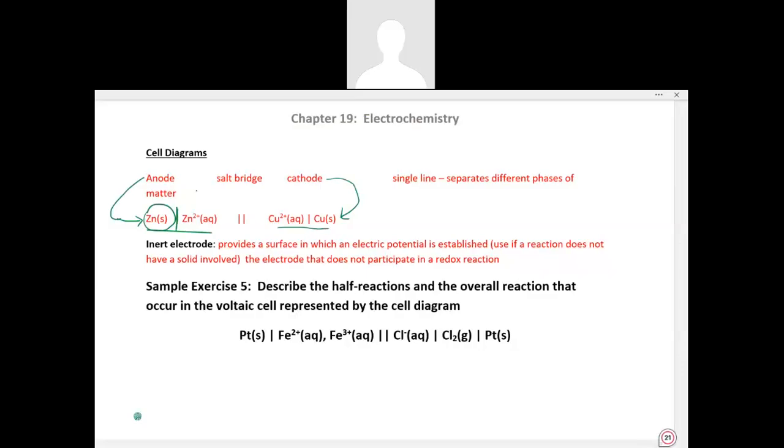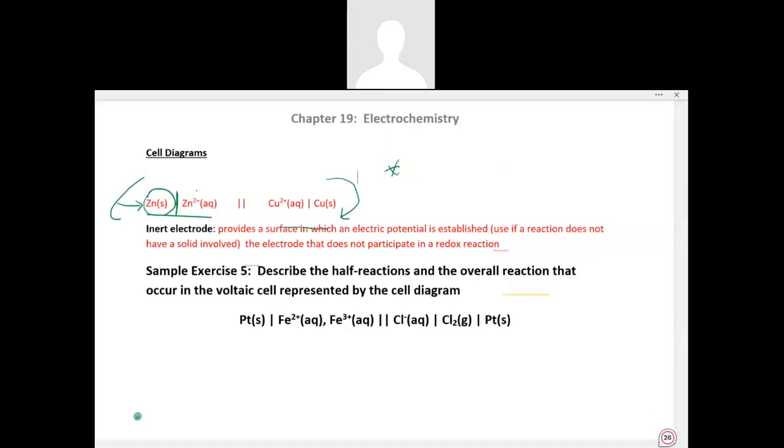So that's what we see over here. A single line separates the different phases of matter. Then we have this double line in the middle here. That indicates our salt bridge. So if you remember, the salt bridge kind of bridges our anode and our cathode voltaic cells together. So again, this is that salt bridge, and it's indicated with a double line.